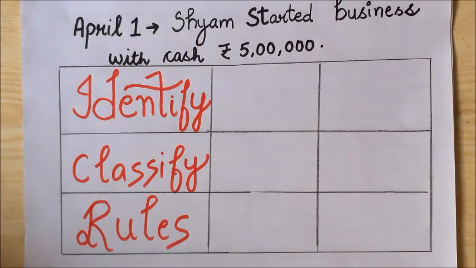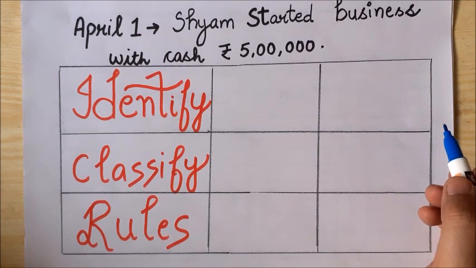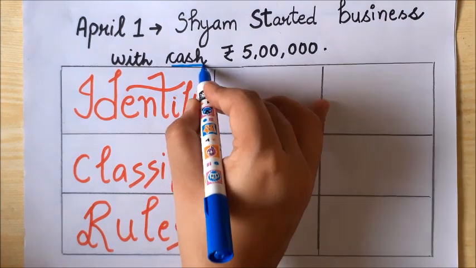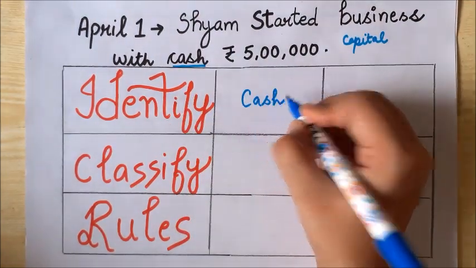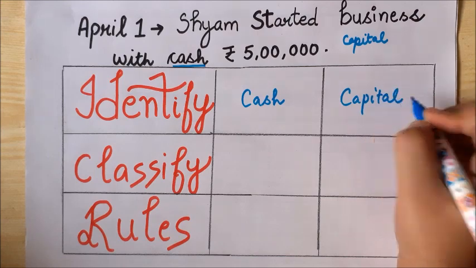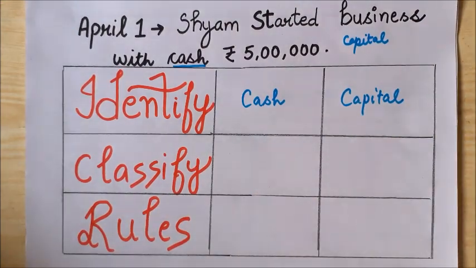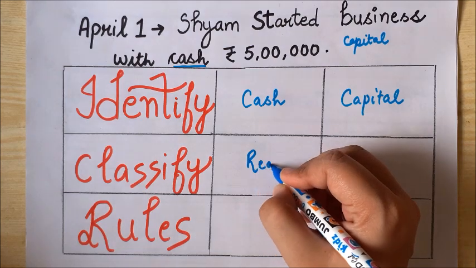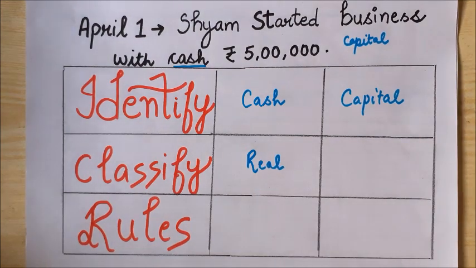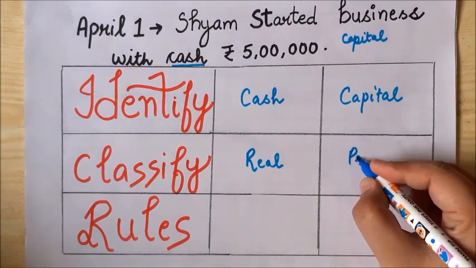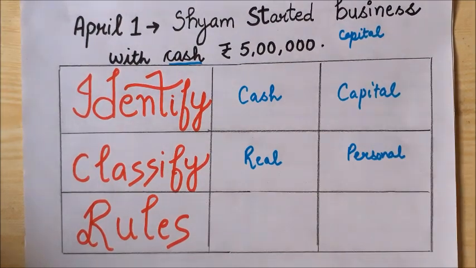So let's discuss one more example. On April 1, Sham started business with cash 5 lakh rupees. Here, Sham was the owner of the business and he invested some amount in the business. So remember one thing, the amount invested by the owner is called the capital. So the two accounts involved here are cash and capital. Let's classify these accounts. Cash is an asset or property, so it will come under real account. Capital is the amount that is represented by the owner, so it is a personal account.